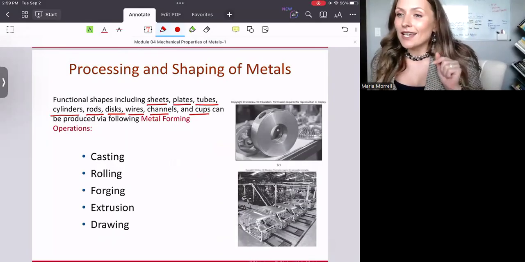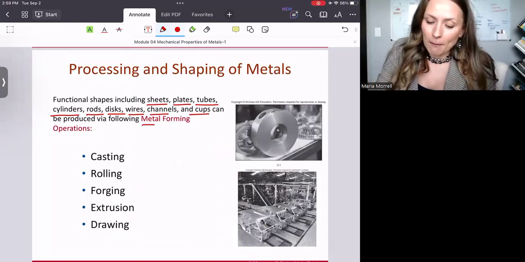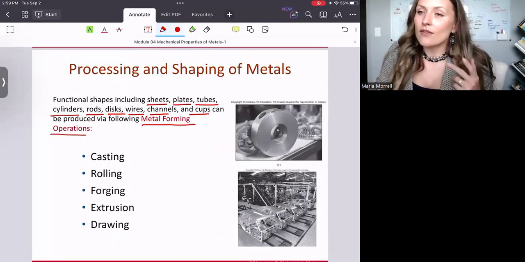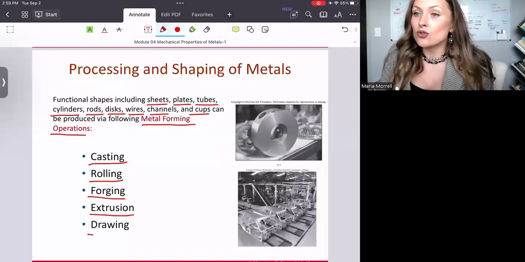Now, to get metal into one of those shapes, we use the following metal forming operations. They include casting, rolling, forging, extrusion, and drawing.